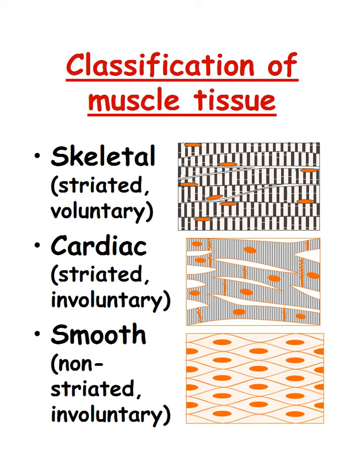There are three main classifications of muscle tissue, and this is just a recap from when we learned about tissues in Chapter 4. And the first one is skeletal muscle. Skeletal muscle is going to be voluntary, and it is going to have a striated appearance based on the sarcomeres and the Z-lines. And another feature is that skeletal muscle is multinucleated.